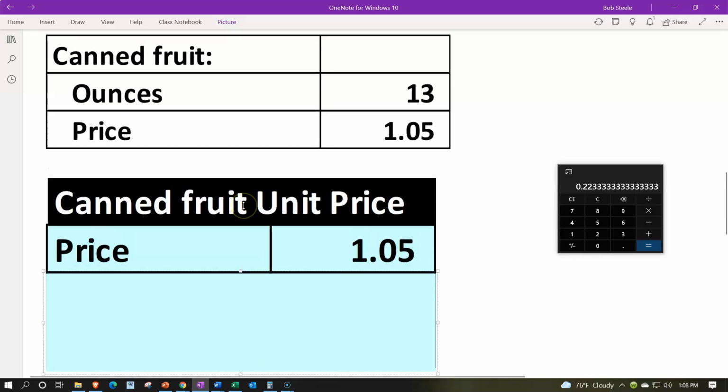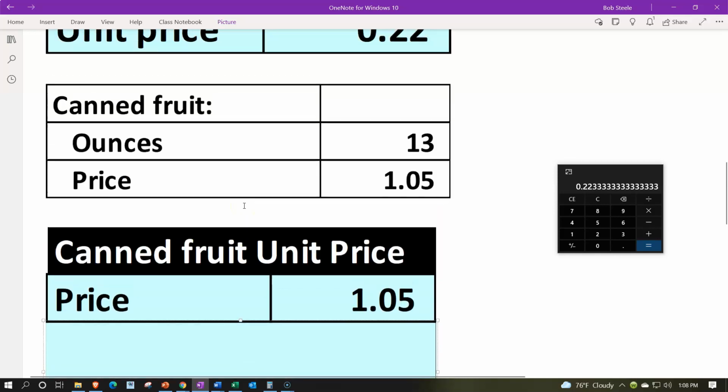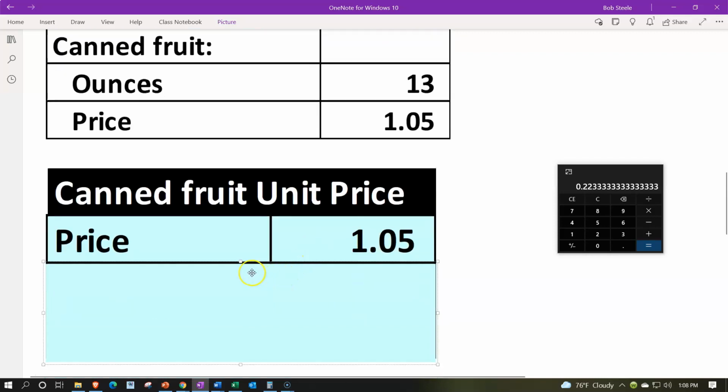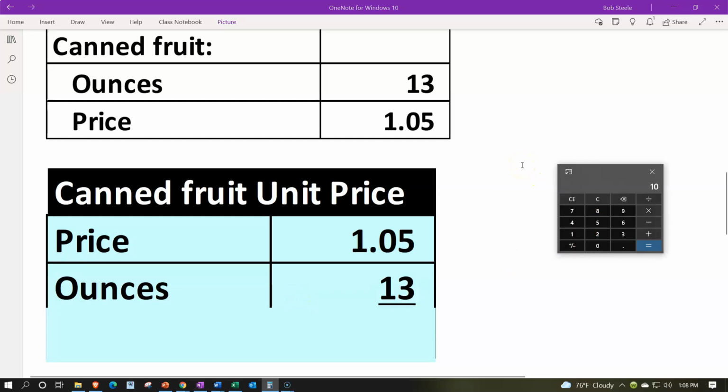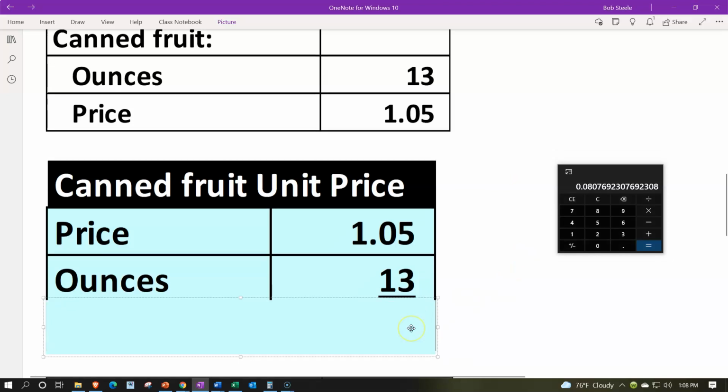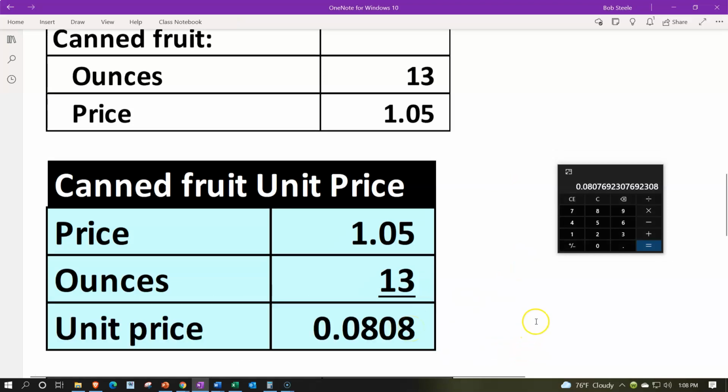We got the canned fruit. We're talking 13 ounces, price at 1.05. So we could take the price 1.05 divided by 13, and we get about 0.080. Obviously, we're starting to look at small numbers when we're breaking it out on a per ounce basis. But if you're talking about a lot of ounces, they can add up.